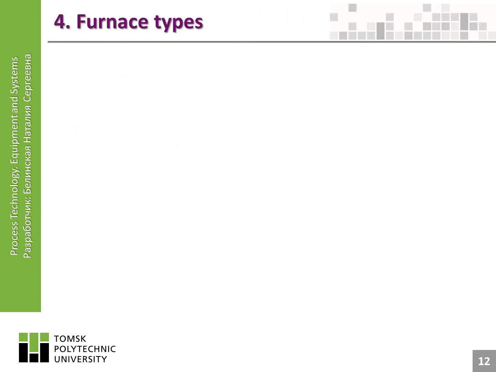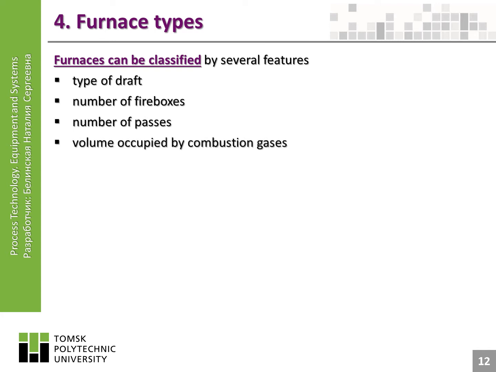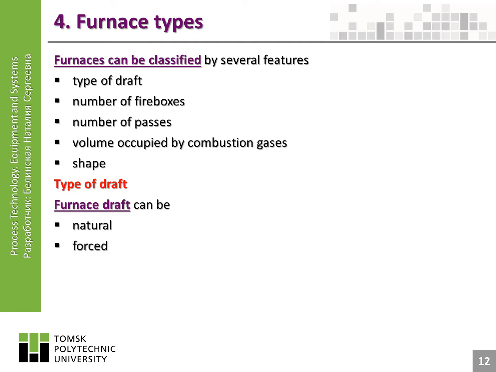Furnace types. Furnaces can be classified by several features: type of draft, number of fireboxes, number of passes, volume occupied by combustion gases, and shape. Furnace draft can be natural, forced, induced, or balanced.